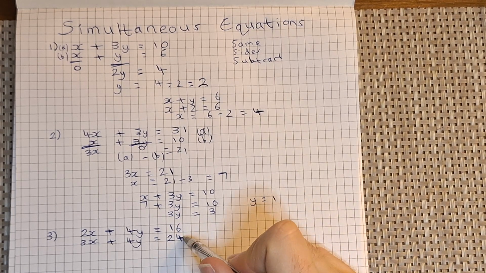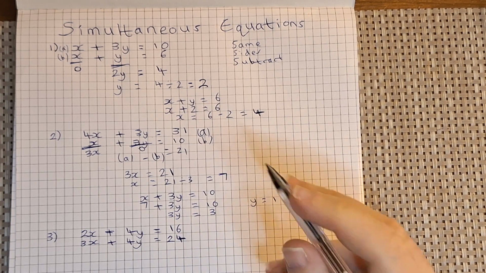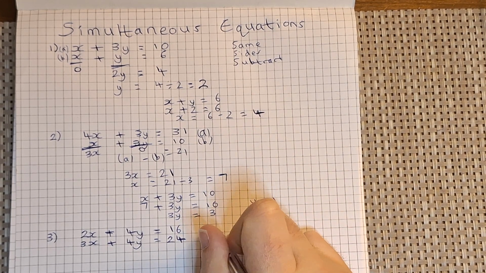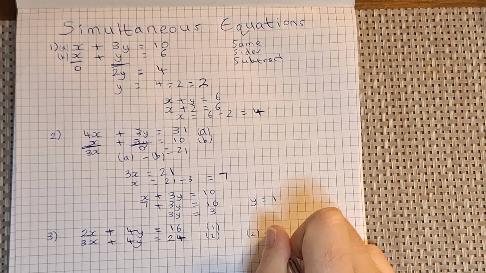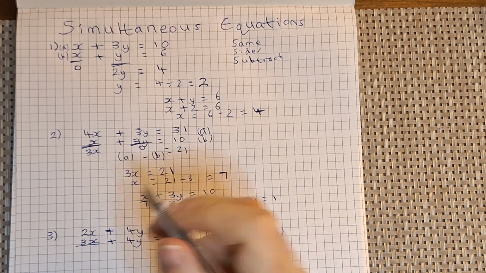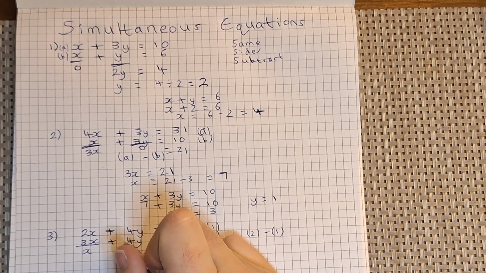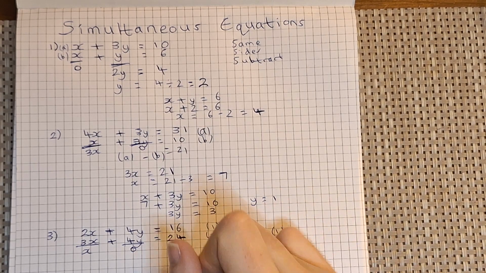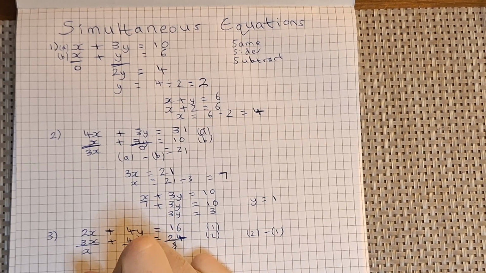Because this value is bigger here, I'm going to use this one, and subtract the other: equation 2 take away equation 1. Therefore, we're going to do 3x take away 2x, which equals x. We're going to do 4y take away 4y, which equals 0. And we can do 24 take away 16, which equals 8. So here we have x equals 8.